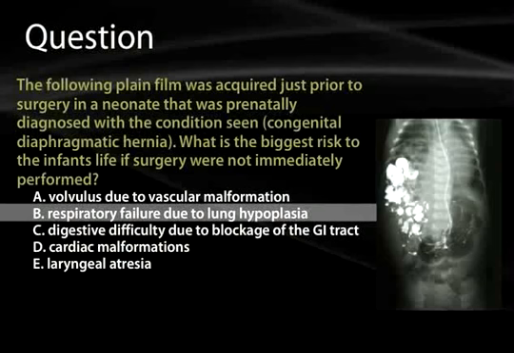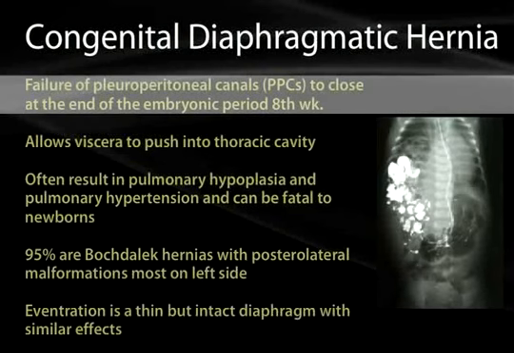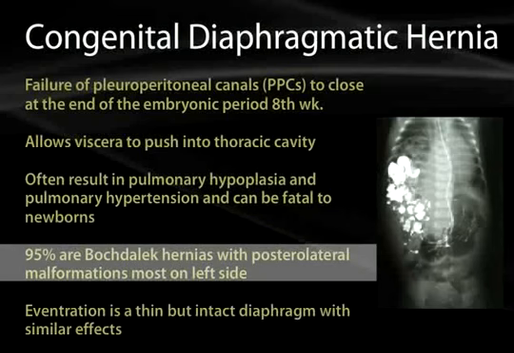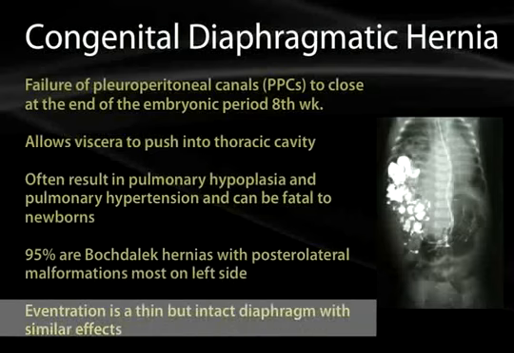Also, they end up with a lot of GI problems, but this would not lead to death like the problems with the malformed lungs would. So with this congenital diaphragmatic hernia, you see that the pleuroperitoneal canals fail to close because of the membrane. This is going to result in pulmonary hypoplasia, and this can lead to pulmonary hypertension, and that is indeed fatal. Many of these are called Bochdalek hernias, where the posterior lateral malformations are the ones that result, and they tend to be on the left side.